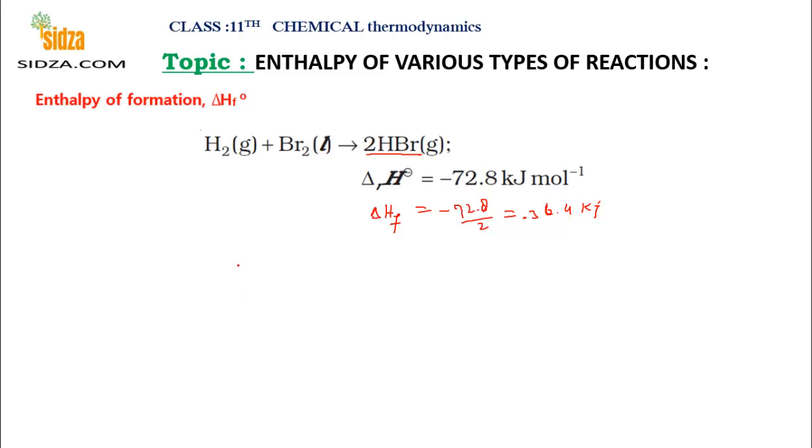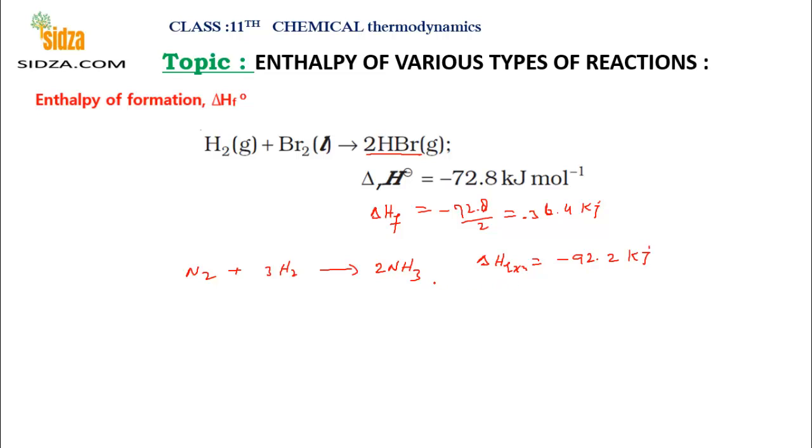Let me take another example to make it clear. Suppose we have a reaction between nitrogen and hydrogen and they form ammonia, NH3. When I balance it, 2 moles of ammonia are formed from 1 mole of nitrogen and 3 moles of hydrogen. And the enthalpy of reaction here is negative 92.2 kilojoules.